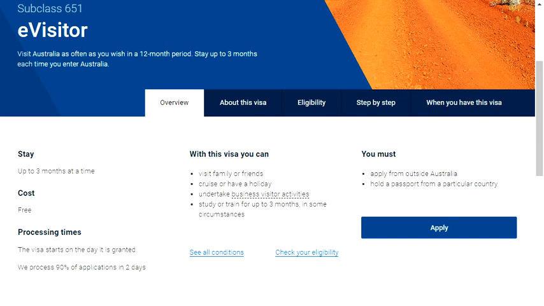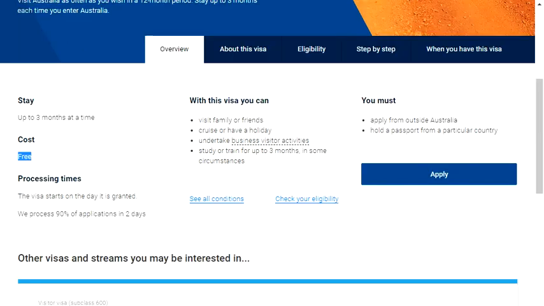All right, so first of all, this is a temporary visa, and because this is a visitor visa, it does not allow you to work. Make sure you have these points in your mind. All right, now let's go through it. So you can stay up to 3 months at a time. The good thing is the cost is free, so you can get this visa for free. Processing time, the visa starts on the day it is granted. We process 90% of applications in 2 days, so it is very quick.